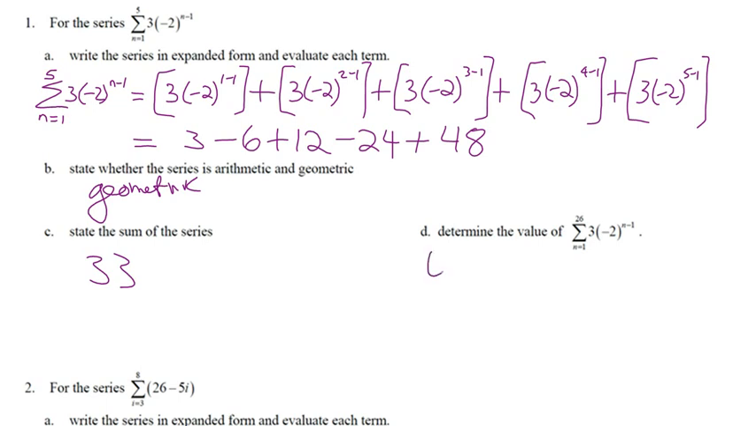Well, what's T1? 3. What's r? Negative 2. What else do we need? How many terms are there? 26. n is 26. What's T sub n? Who cares? What's S sub n? That's what we have to find. What formula for S sub n are we going to use?